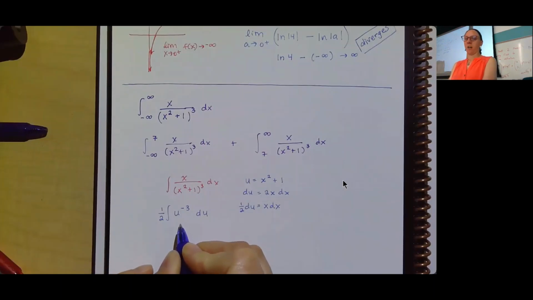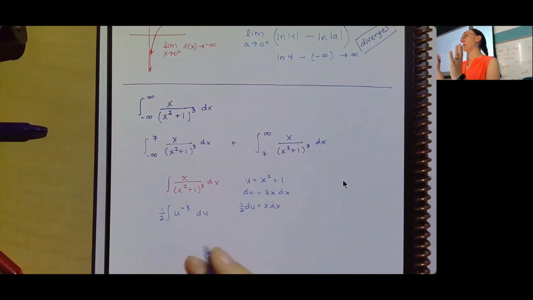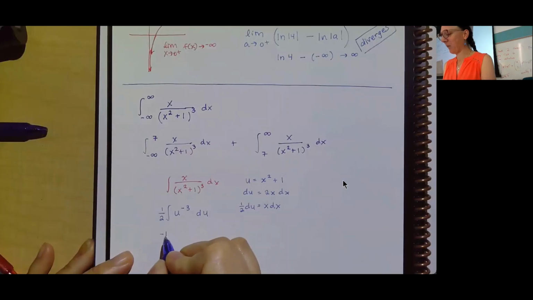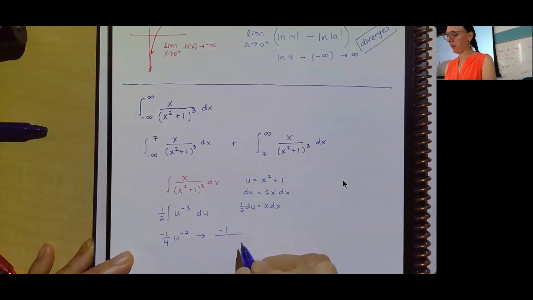So I think when I add 1 to my exponent, divide by the new exponent, make sure I get my minus signs right this time. I'm going to be dividing by -2. So I could write that as -1/4 u to the -2. And I'm going to make that -1 over 4 times x squared plus 1 squared.